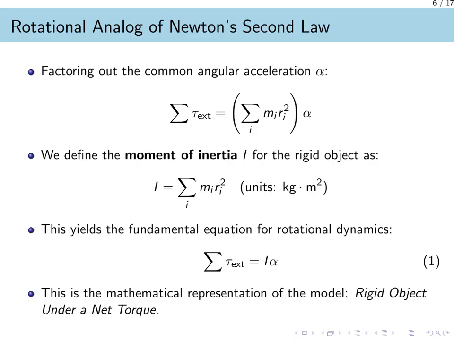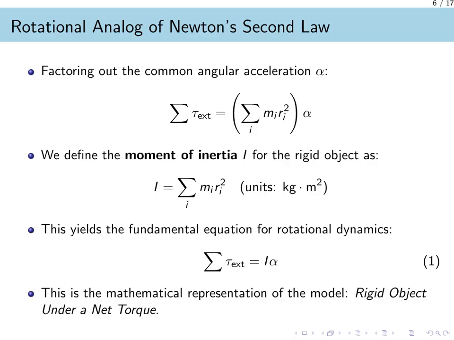Because every particle in a rigid object shares the same angular acceleration, alpha, we can factor this common term out of the sum. The quantity remaining in the parentheses depends only on the object's mass and how that mass is distributed relative to the axis of rotation. We define this crucial property as the moment of inertia, symbolized by a capital I.